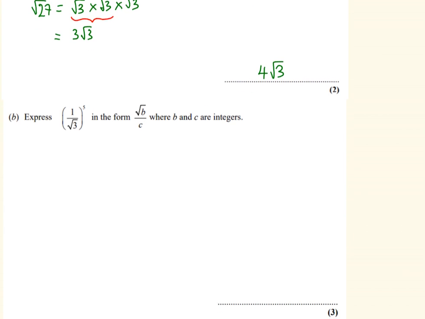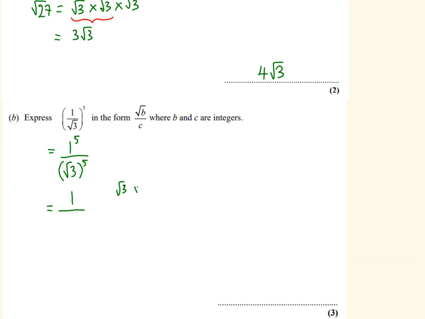Part B says express 1 over root 3 to the power of 5 in the form root b over c, where both b and c are integers. So the first thing I'm going to do is expand that bracket. I'm going to raise both of those things, my numerator and my denominator, to the power of 5. So I have 1 to the power of 5 over root 3, all to the power of 5. Well, 1 to the power of 5 is just going to give us 1. Think about what's happening when we raise something to the power of 5. It's like having root 3 times root 3 times root 3 times root 3 times root 3.